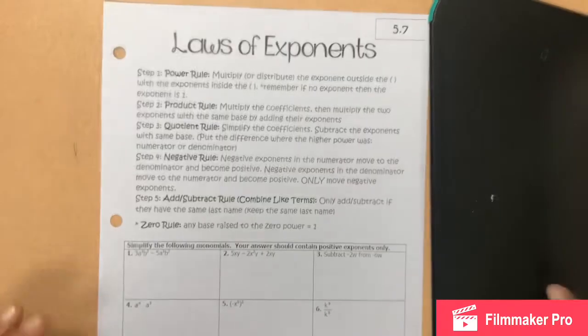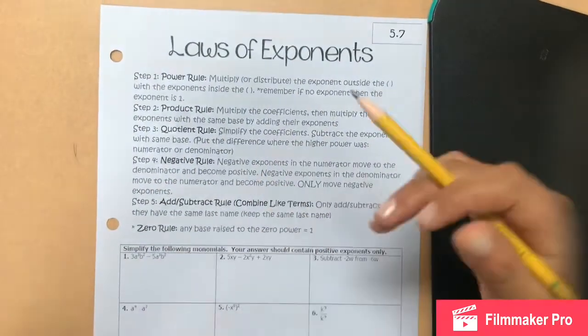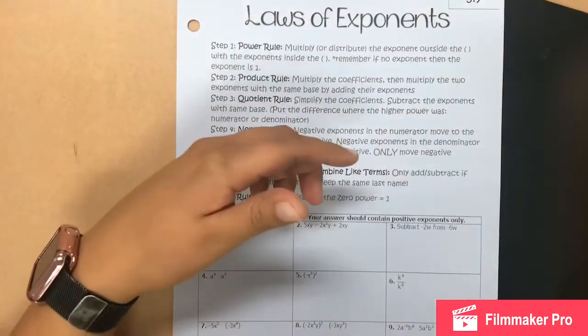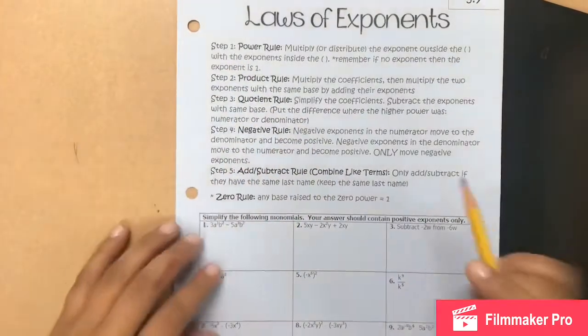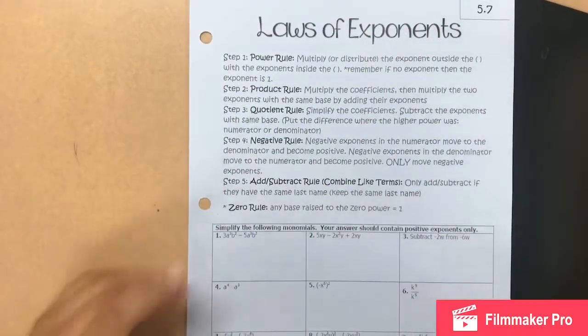Okay, so this is the first day of a mixed review of all of the laws that we've learned with laws of exponents. There is technically an order of operations that we need to follow in order to get the same result. So I'm just going to go quickly over those steps and then we'll practice some problems.